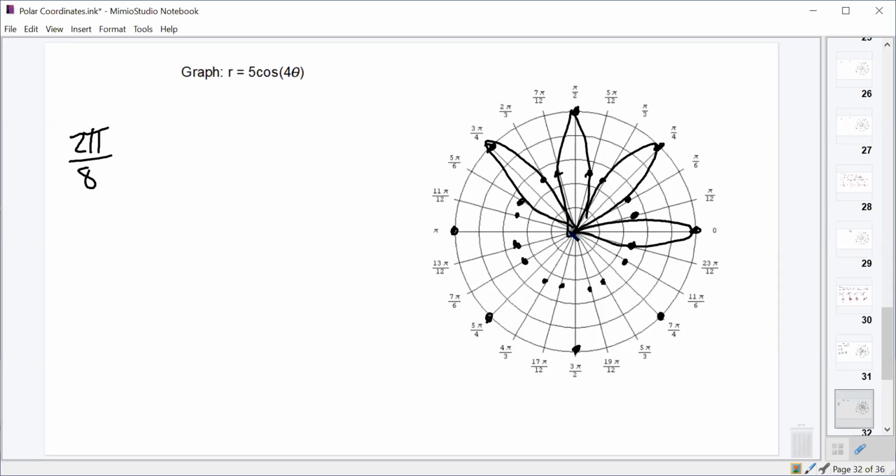I promise if we were in the classroom and I was drawing on the board, these would look really nice. I'm sure you all believe that. But basically, it's going to look like that. Easy enough? Any issues with that?